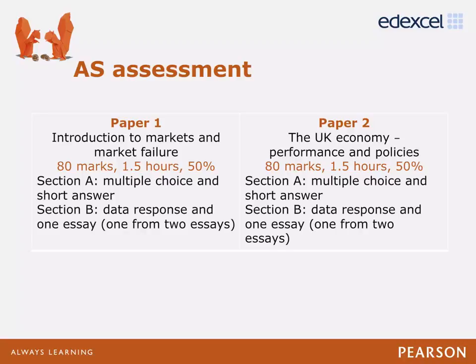As we introduced earlier, there are 2 exam papers for AS. These 2 papers draw on content across the full AS course, with Paper 1 focusing more on microeconomics from Theme 1, and Paper 2 focusing more on macroeconomics from Theme 2. Each paper is structured in 2 sections, and Section B is based on stimulus material. The final question on each paper is an extended writing question, worth 20 marks. Students answer 1 essay question from a choice of 2.